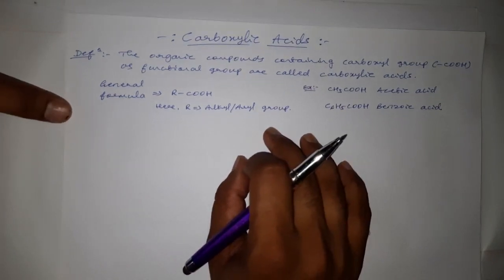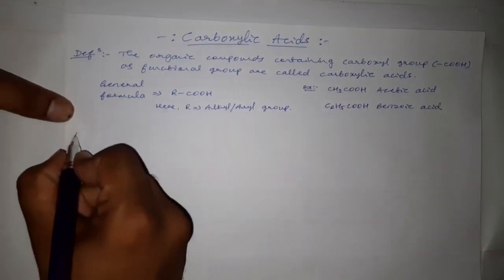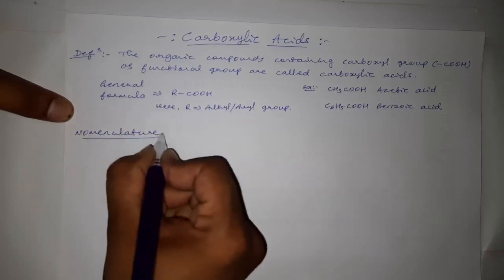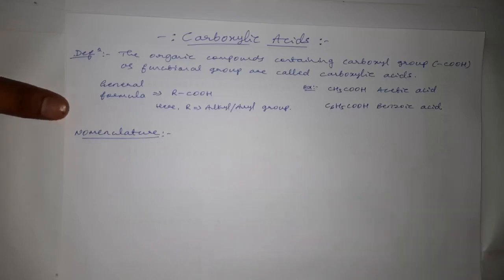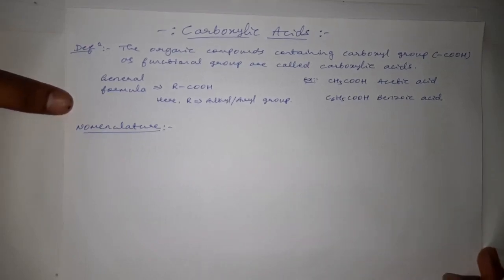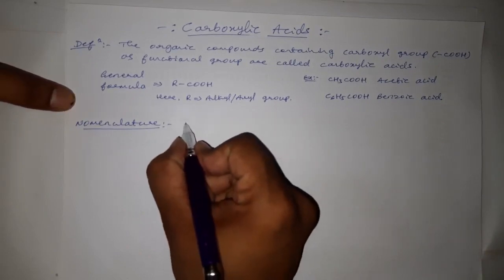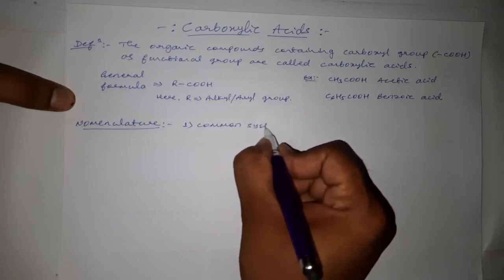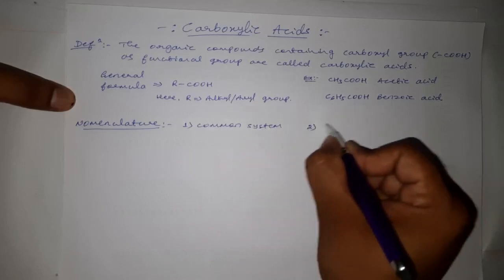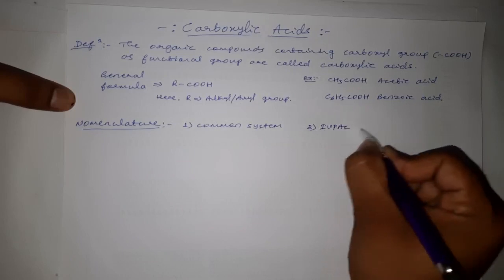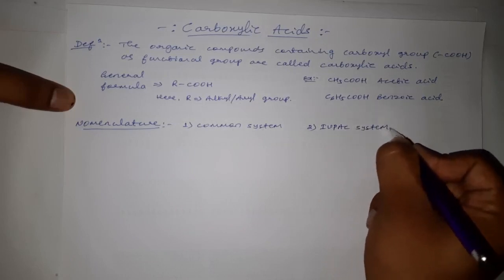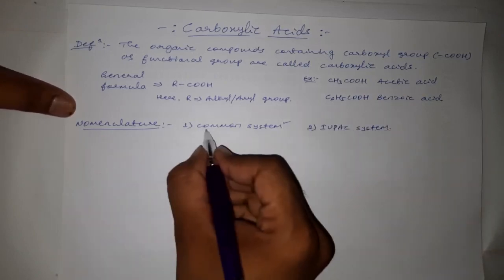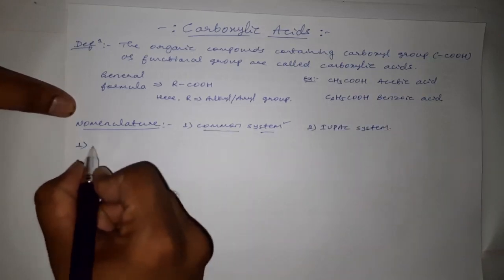Then now the next concept is nomenclature. Nomenclature of carboxylic acids. And we know that for a given organic compound there are two systems of nomenclature. The first one is the common system of nomenclature, then the second one is the IUPAC system of nomenclature. Let me explain the first one, that is the common system of nomenclature.